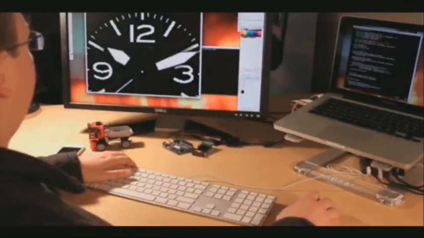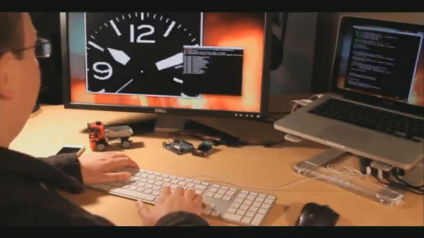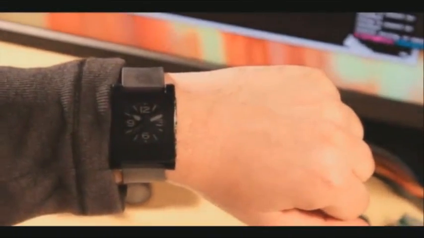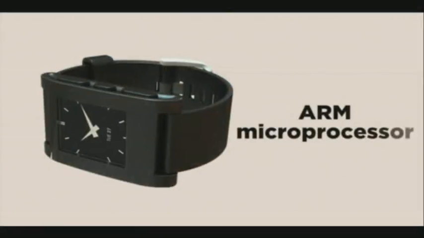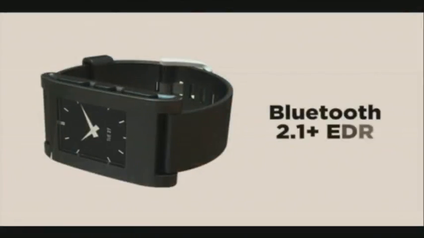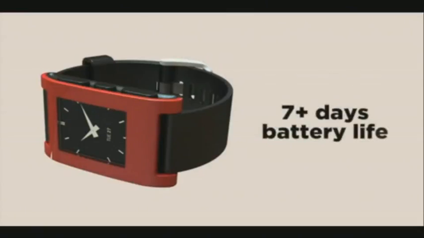These apps are just the start. For the more adventurous, we're launching an open SDK so anyone can build apps for Pebble. These apps can receive data and transmit data to the internet. Pebble has a built-in accelerometer, a vibrating motor, powerful microprocessor, Bluetooth, and a beautiful e-paper display. The battery keeps Pebble running for over 7 days.